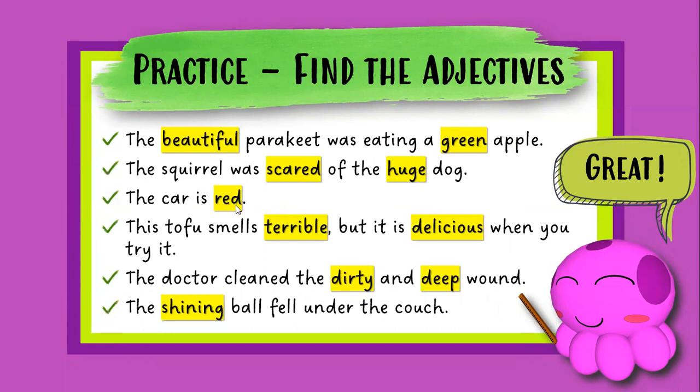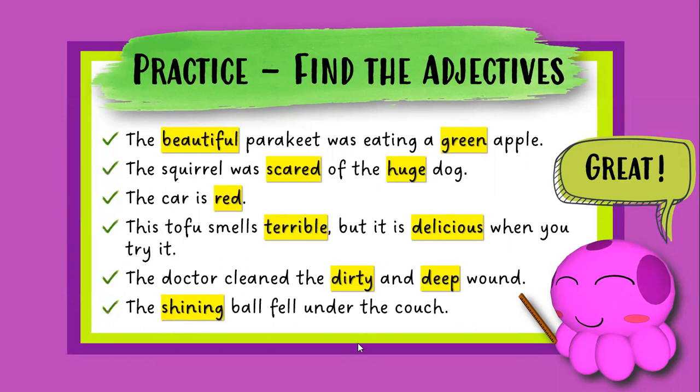The car is red. Number 4, the tofu smells terrible. So terrible is the word describing the tofu's smell. And delicious is the word describing the tofu's taste. They're both adjectives. One of them is used for smell. The other one is used for taste. Number 5, the doctor cleaned the dirty and deep wound. These are 2 words to describe the wound. Okay, dirty and deep. And the last one, the shining ball fell under the couch.